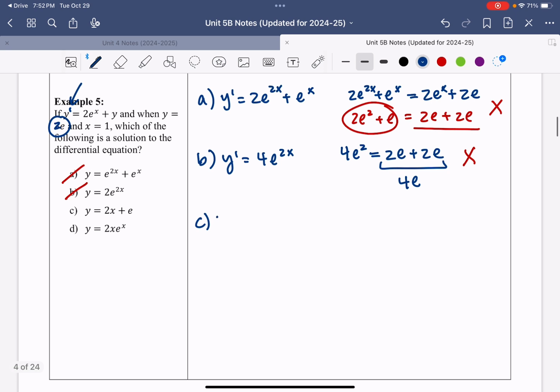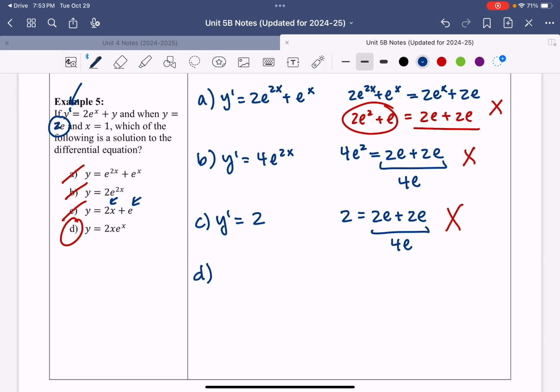Okay, slowly but surely. Taking the derivative of this will just be 2, because this has an x and this is a constant. So plugging this in, this will be 2 is equal to 2e to the first power plus 2e. Okay, again, this is going to be 4e. 4e is not equal to 2. Okay, so by process of elimination, it's D. But let's just double check why that is.